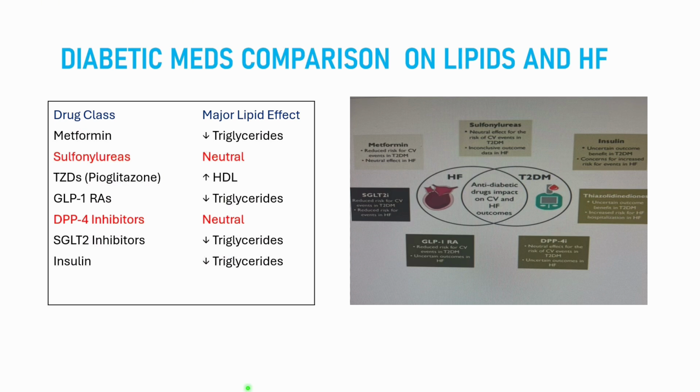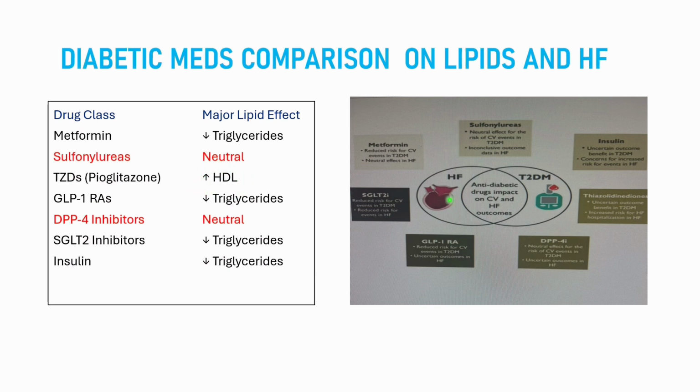So the first table is about different medications. So metformin, GLP-1RA, SGLT2 inhibitor, insulin, all help in the decrease in triglycerides. So if we get a patient with increased triglycerides, we can decide which medication we have to choose. Sulfonylureas, DPP4 inhibitor, they are neutral. TZDs help in increasing HDL, which is a good thing.